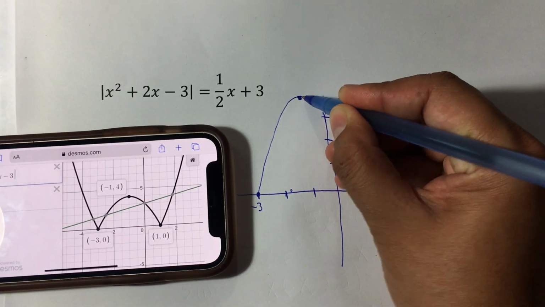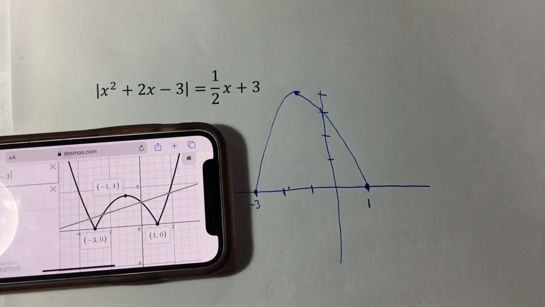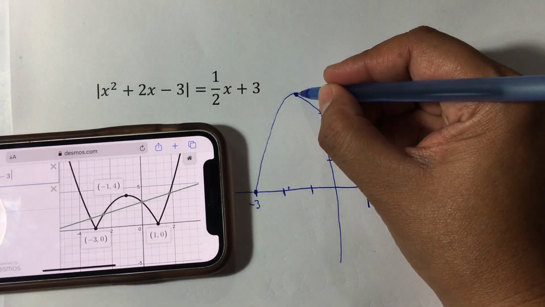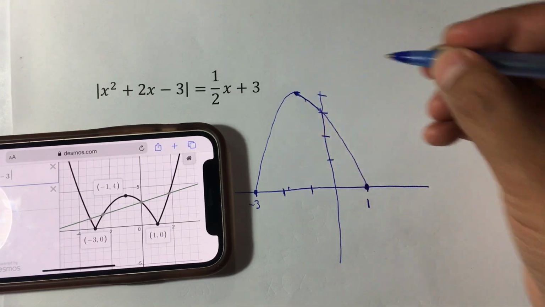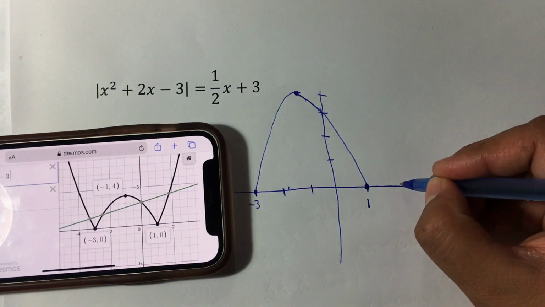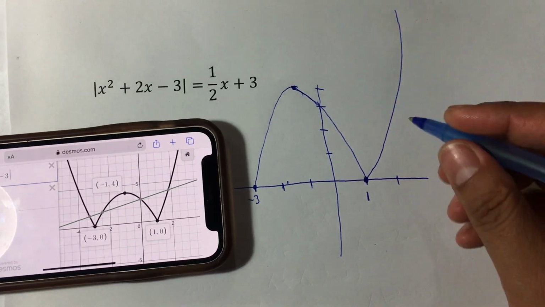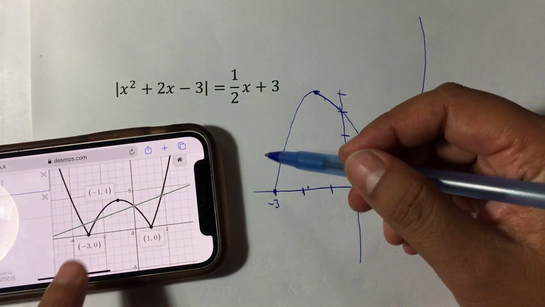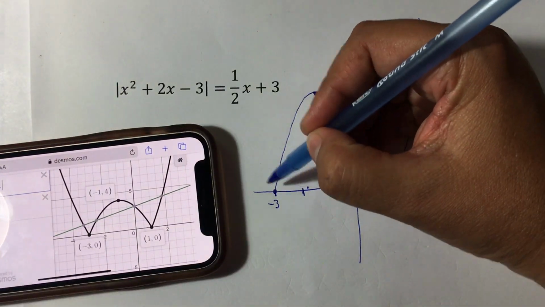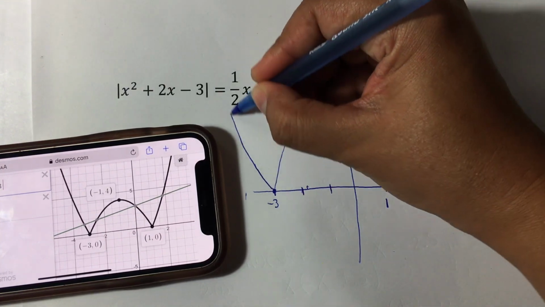So something like that, more or less. Yikes. And then you have it going like that, okay? And it's something like this. And for this side, it goes past the 4, so something like that.